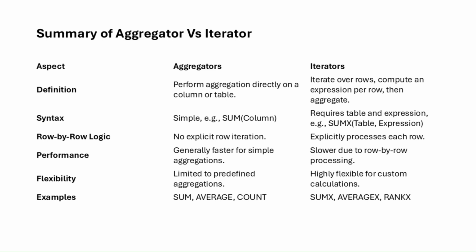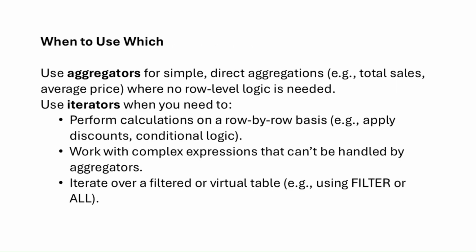We present a summary of the difference between the aggregator and iterator. When to use which? Use aggregators for simple, direct aggregations, e.g., total sales, average price, where no row-level logic is needed. Use iterators when you need to perform calculations on a row-by-row basis, e.g., applied discounts, conditional logic, work with complex expressions that can't be handled by aggregators, iterate over a filtered or virtual table, e.g., using FILTER or ALL.